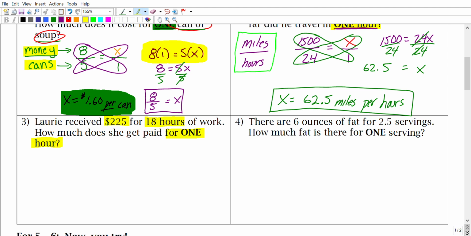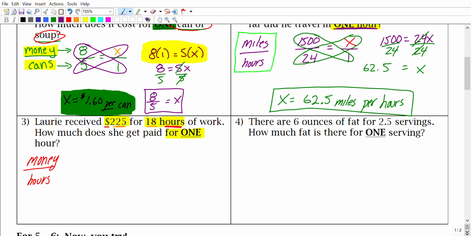Okay, so let's go ahead and write my ratio in words first. Let me get my pen here. So let's see, what are we comparing? Comparing money and hours. So money over hours. Okay. Now, what two values were we given? We were given 225 over 18.